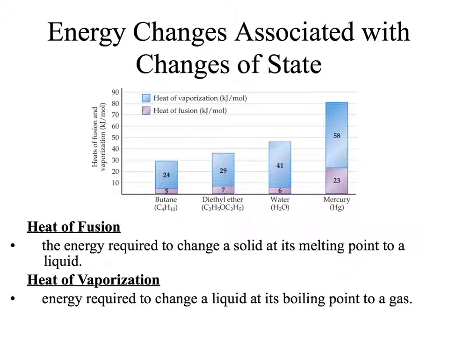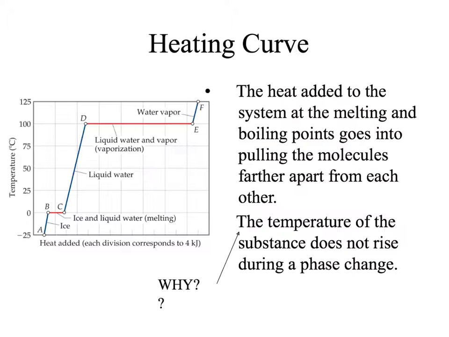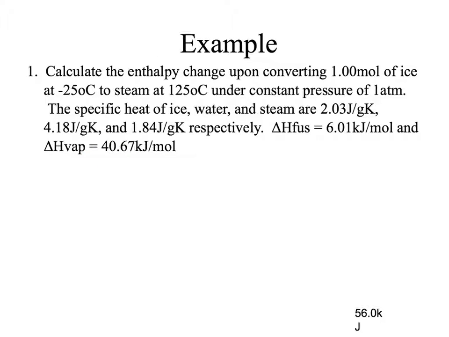Think about why the heat of vaporization for each substance is greater than the heat of fusion for each substance. And we can talk about that tomorrow. Here is another heating curve, like the one I just drew, except with labels. The heat added to a system at the melting points, or the fusion points, and the vaporization points goes into pulling the molecules farther apart from each other, so the temperature does not change. I think we'll work these problems in class tomorrow.